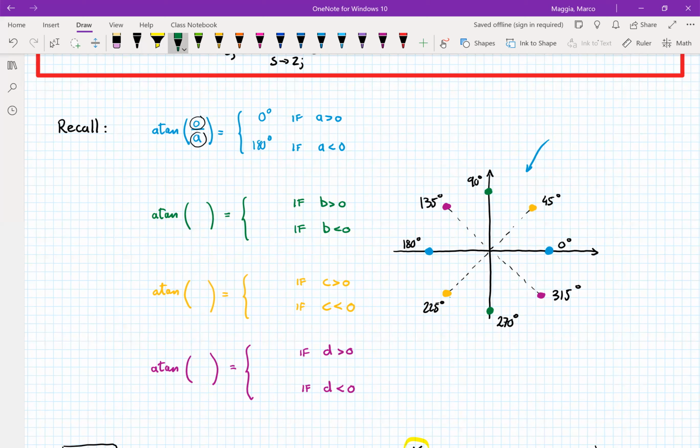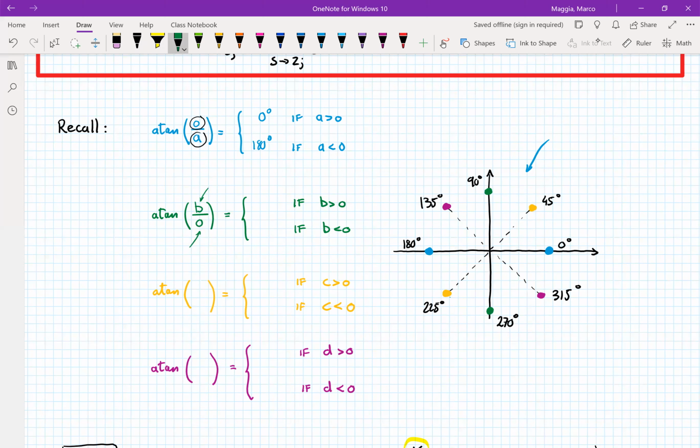Then if we instead have arctangent of B over 0 with B different than 0, we have an imaginary part that is not 0, but we have the real part that is 0. So if we have a real part that is equal to 0, it means that we are on the imaginary axis.